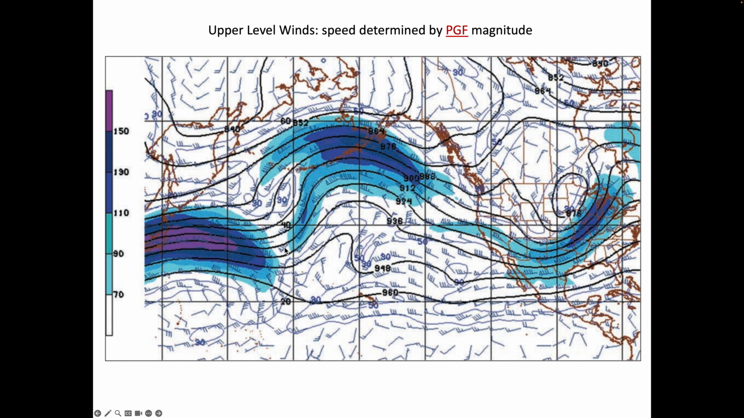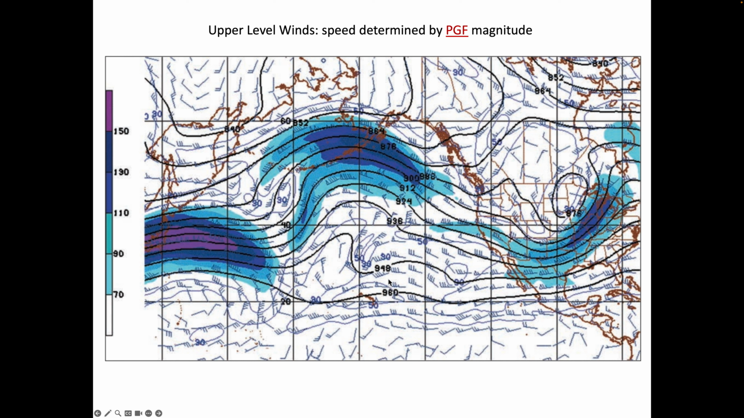Now, the contour interval at which we take a look at our heights varies depending on the height level we're at. So for example, here at 200 millibars, 300 millibars, the contour interval is 120 meters. At 500 millibars, the contour interval is 60 meters. At 850 millibars, the contour interval is 30 meters.